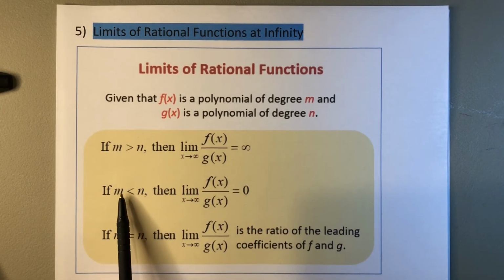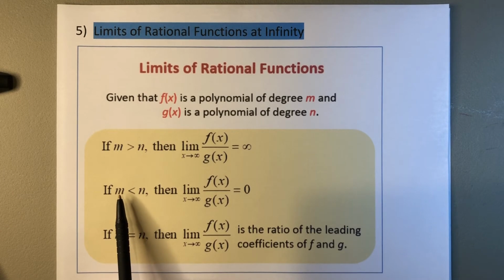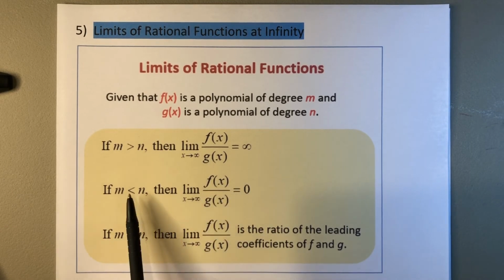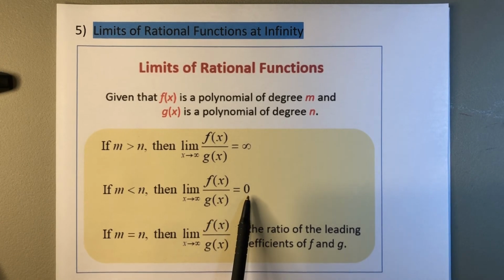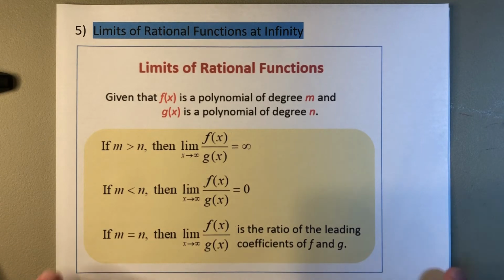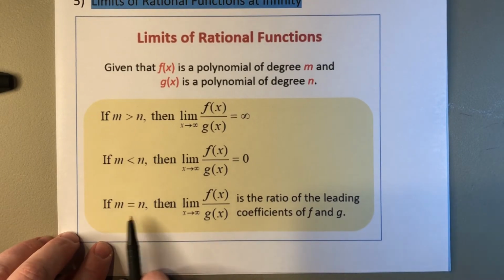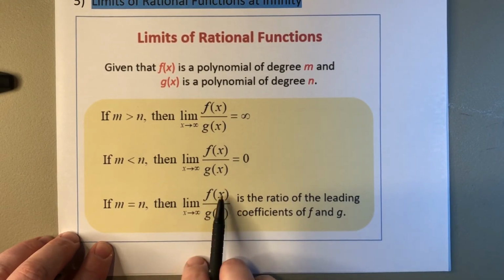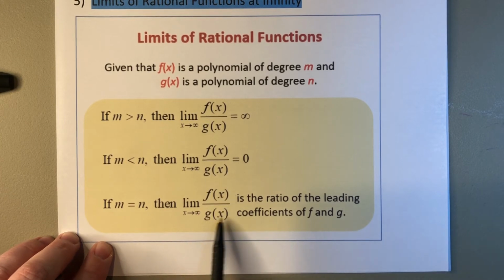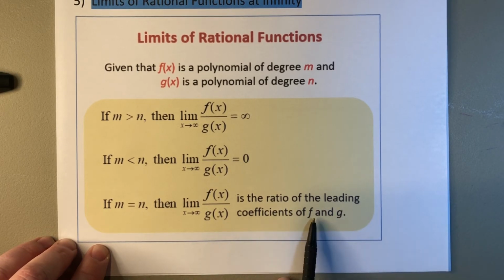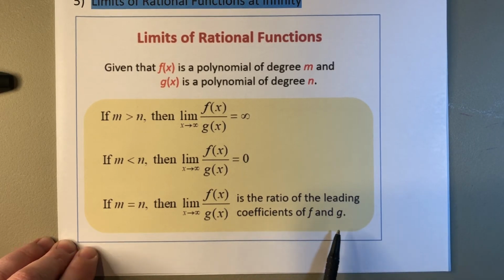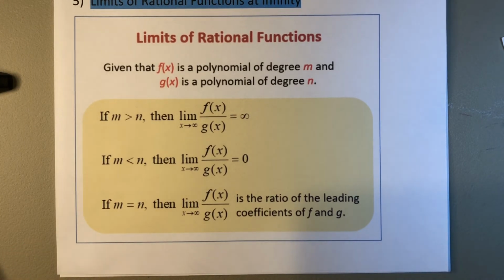If the degree of the top is less than the degree of the bottom, the denominator, then the answer is going to be 0 every single time. If the degrees are the same, if the degree of the numerator is equal to the degree of the denominator, then the limit will be equal to the ratio of the leading coefficients of the top and the bottom. Let's see how this works.